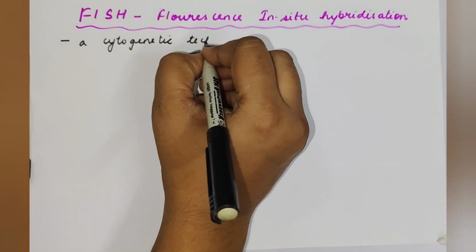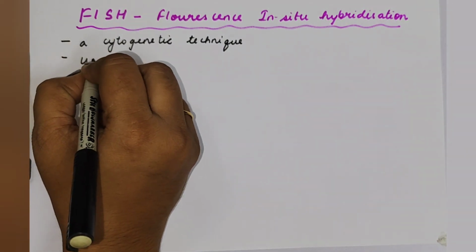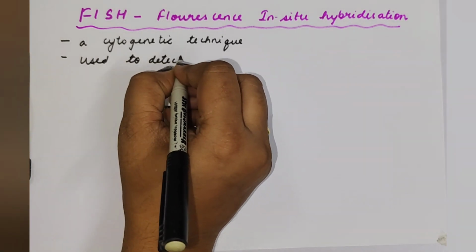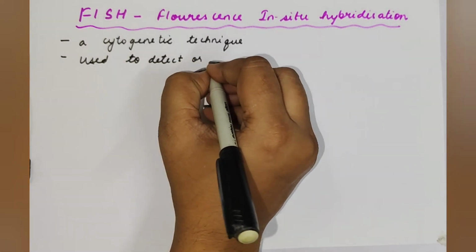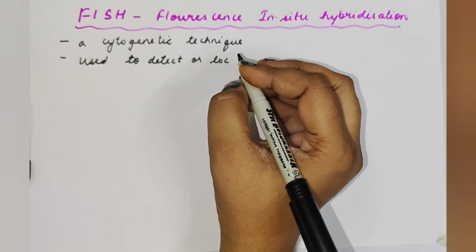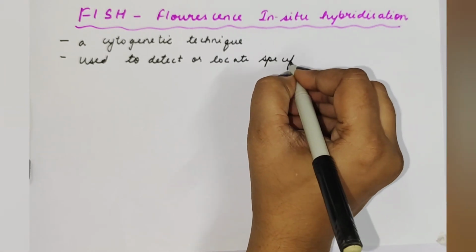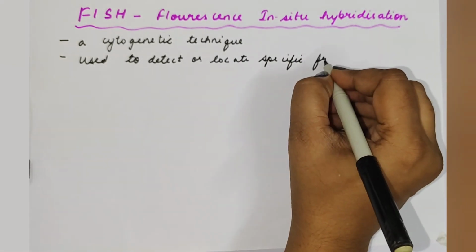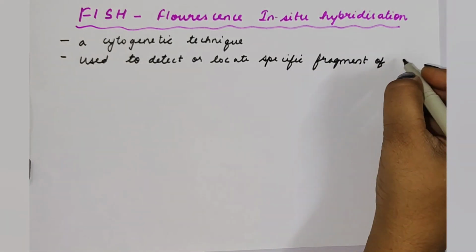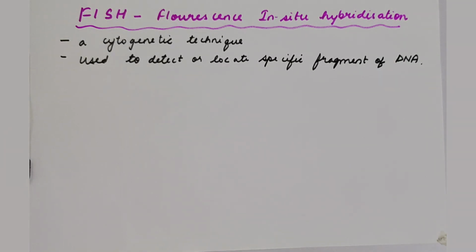So, what is FISH? FISH is a cytogenetic technique which is used to detect or locate a specific fragment of DNA. Means to say that a gene or a DNA fragment is to be located inside the cell. Therefore, the term cytogenetics, because cyto means cell and genetic means gene or DNA fragment, means a specific fragment of DNA is located inside the cell itself.